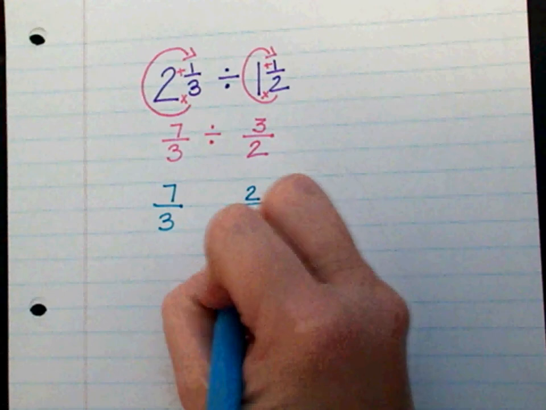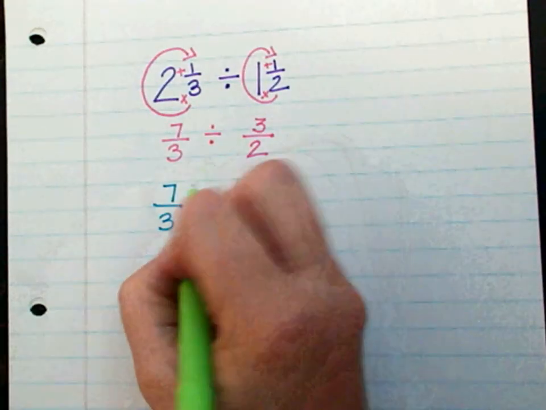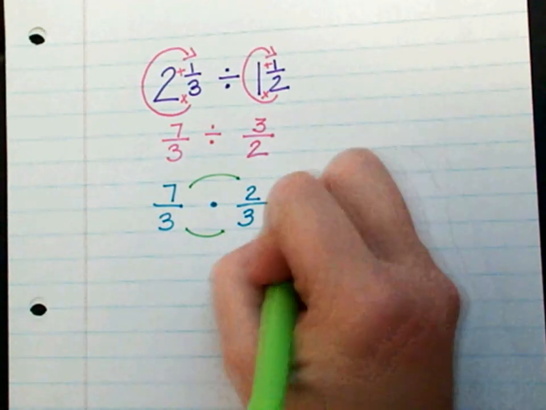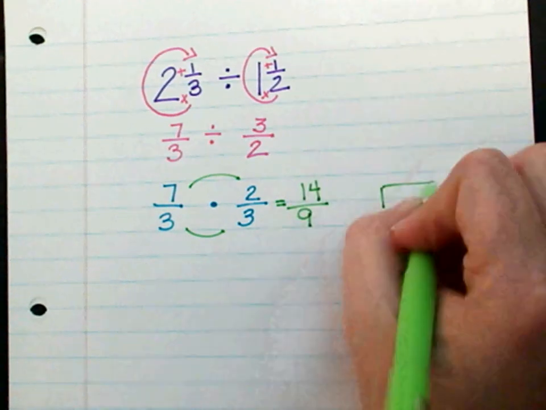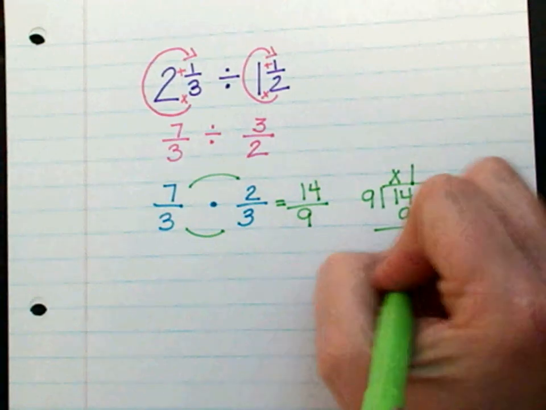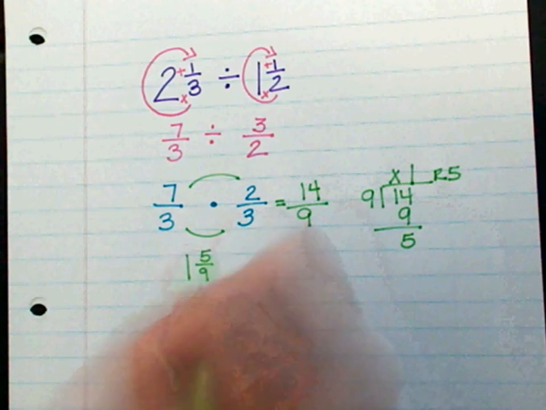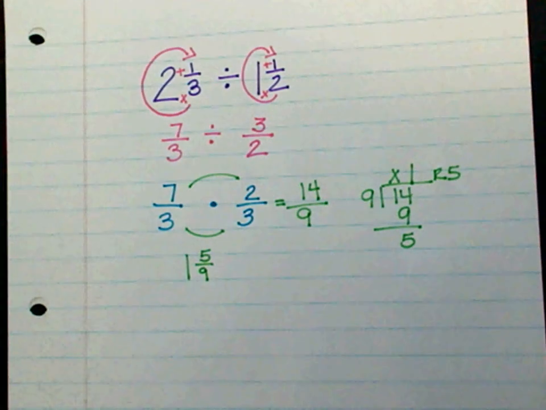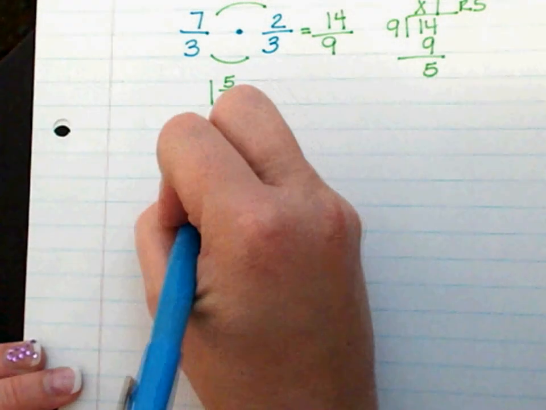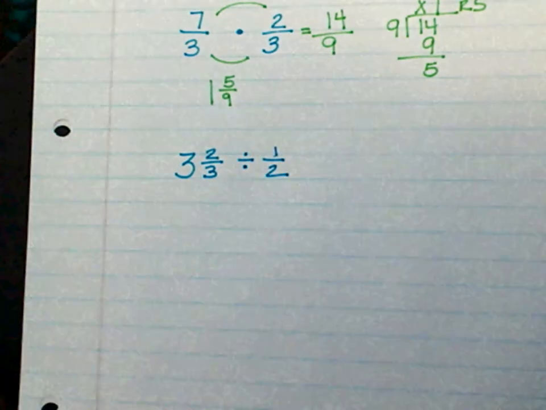Division tells us leave the first fraction the same, flip the second, and multiply. Multiply top times the top, bottom times the bottom. 7 times 2 is 14. 3 times 3 is 9. Get your improper out of there. 9 does not go into 1, but it does go into 14 once. Your answer, 1 5/9.